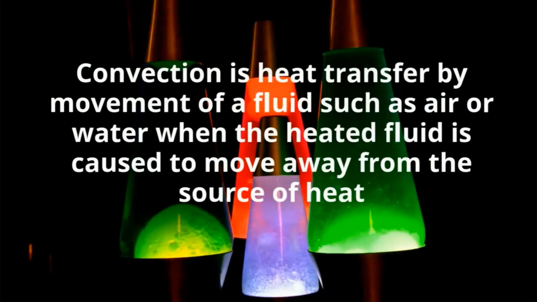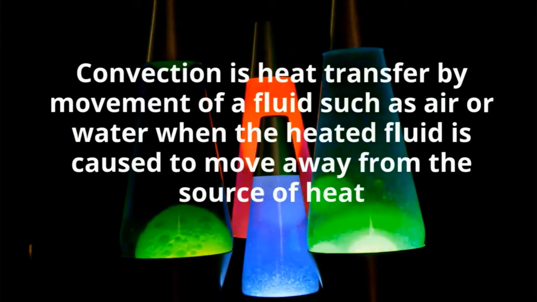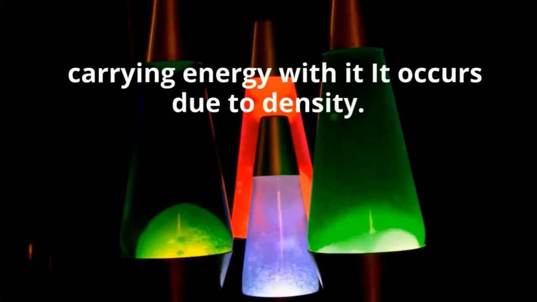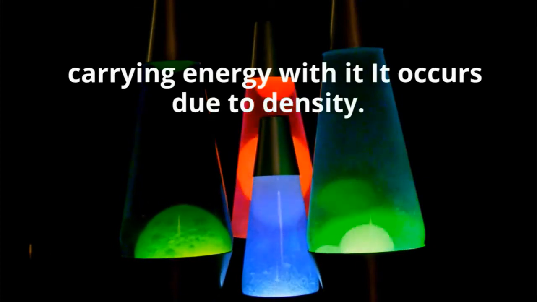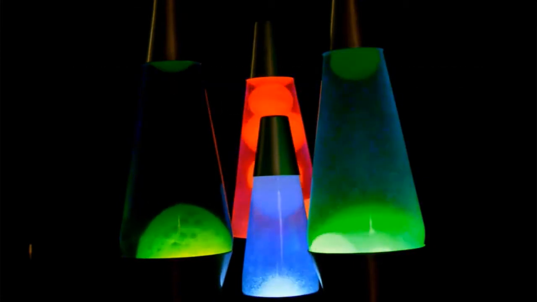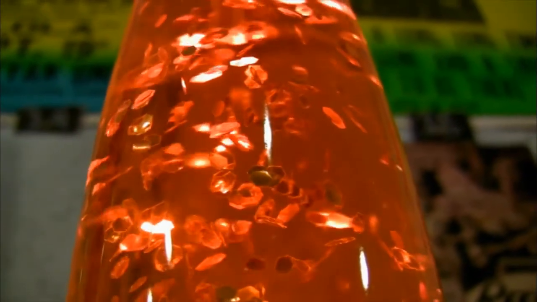Convection is heat transfer by the movement of a fluid such as air or water when the heated fluid is caused to move away from the source of heat, carrying the energy with it. It occurs due to density. Lava lamps are examples of convection. As the liquid is heated, it rises and falls as it heats and cools.